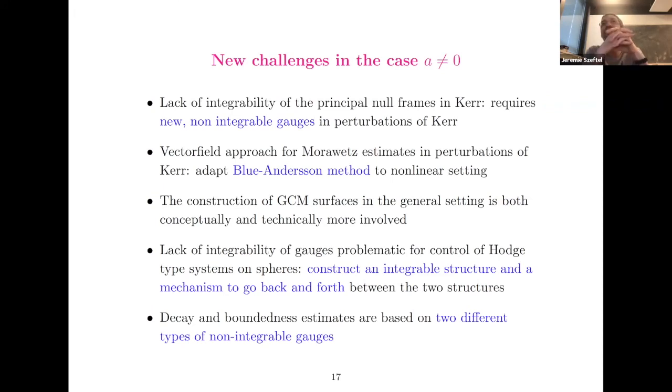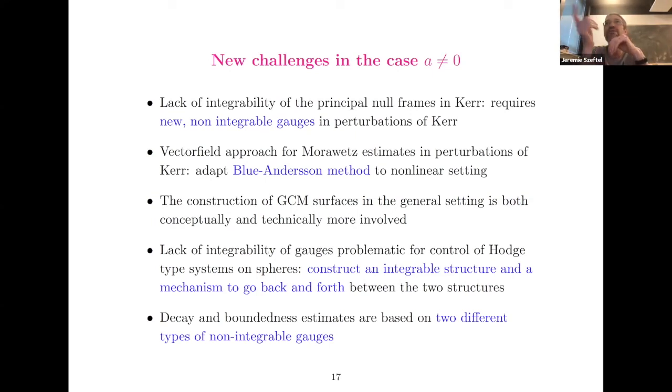In Kerr, there are 2 frames, an algebraic one and a geometric one. The geometric one generates null cones. The algebraic one gives you a triangularization of the system. And in Kerr, as soon as A is non-zero, these 2 frames are different. The algebraic frame is non-integrable. It's not the generator of a null cone. There is a rotation.